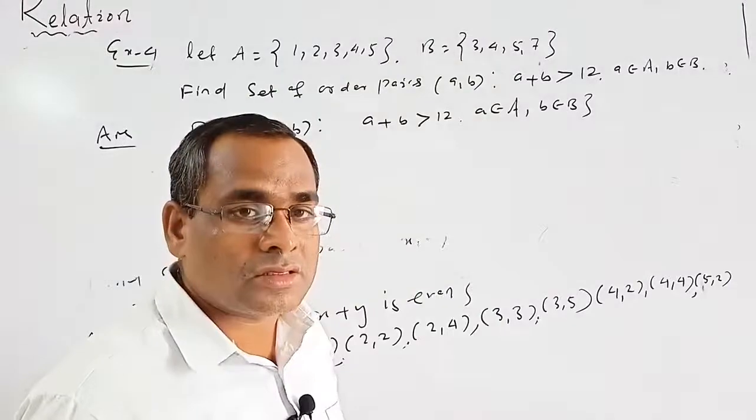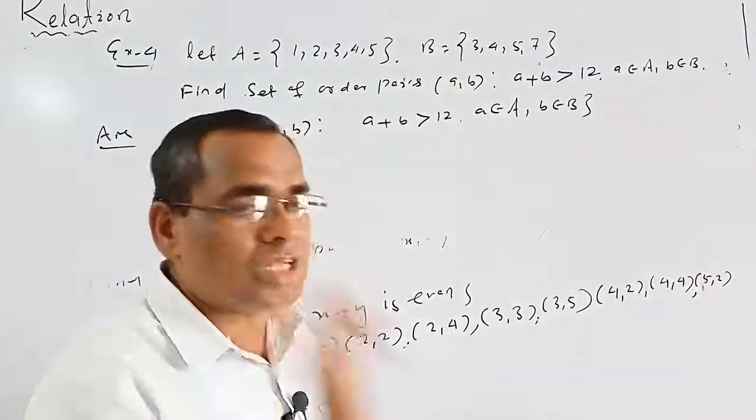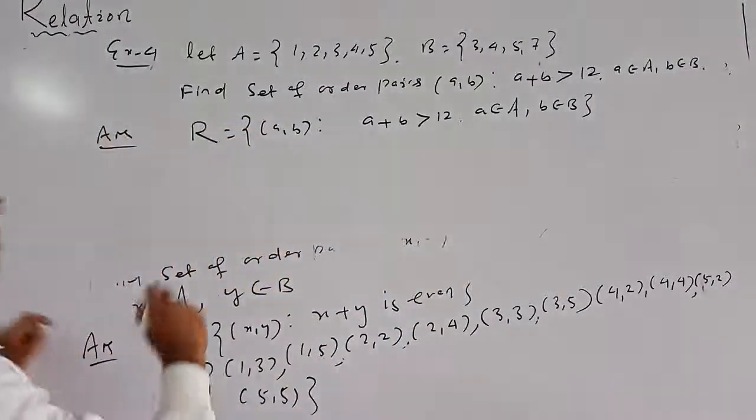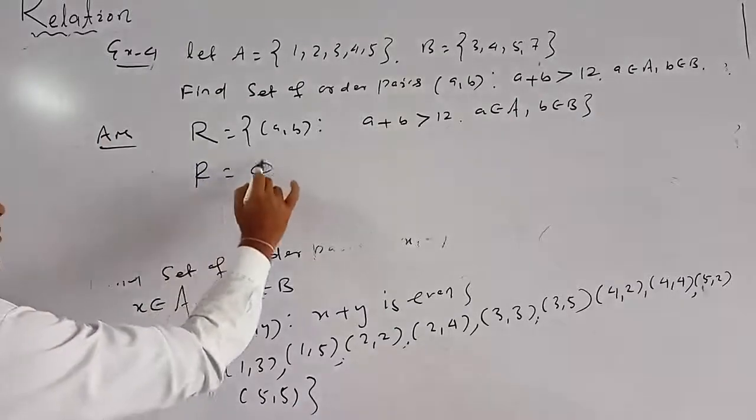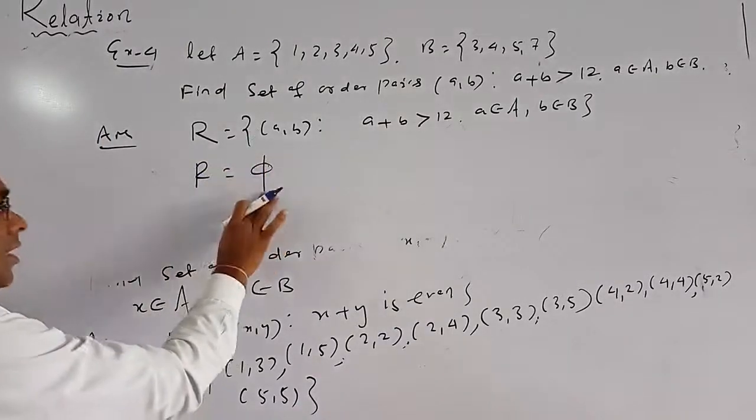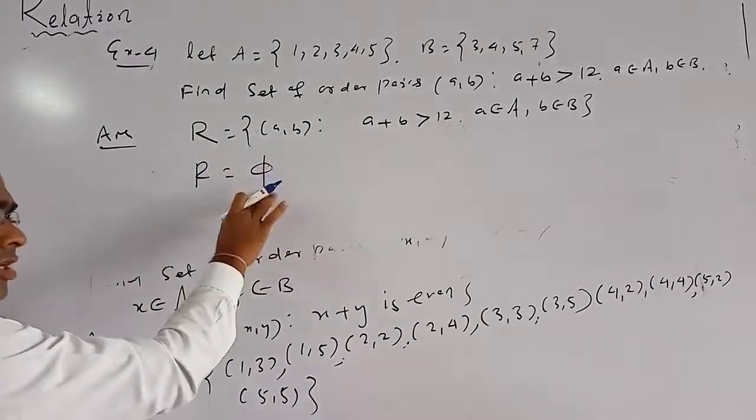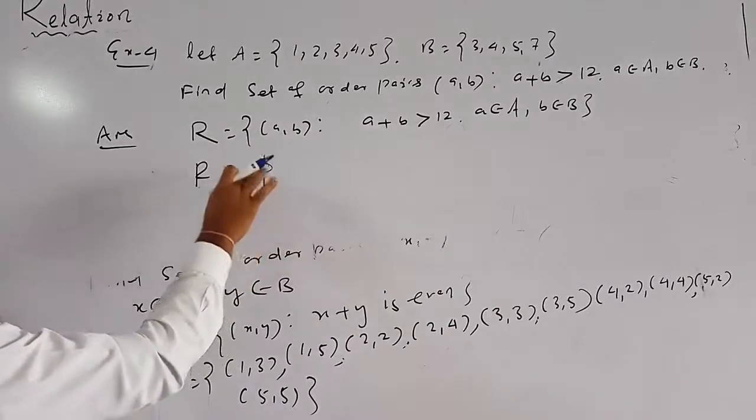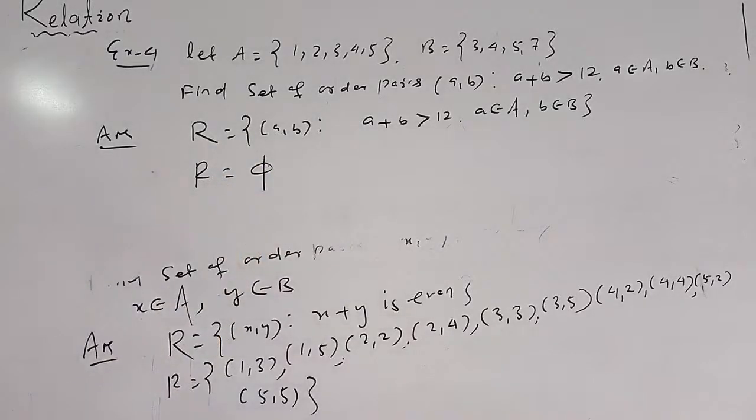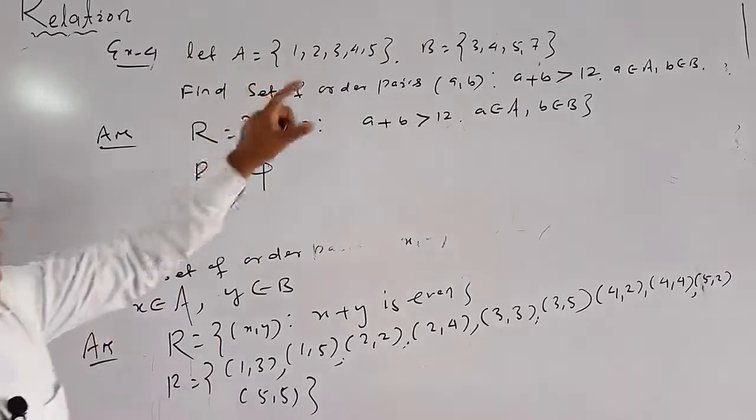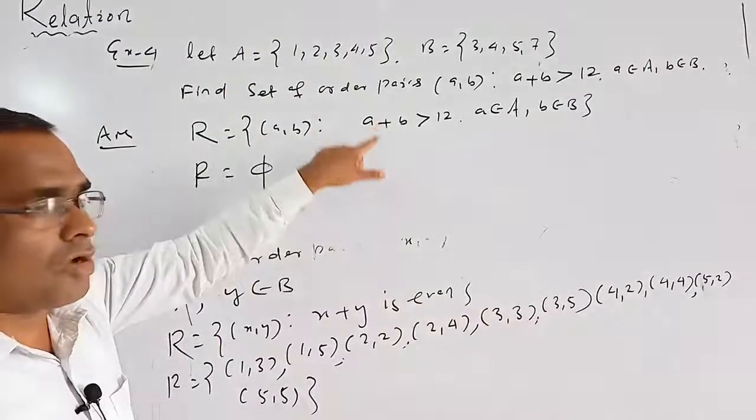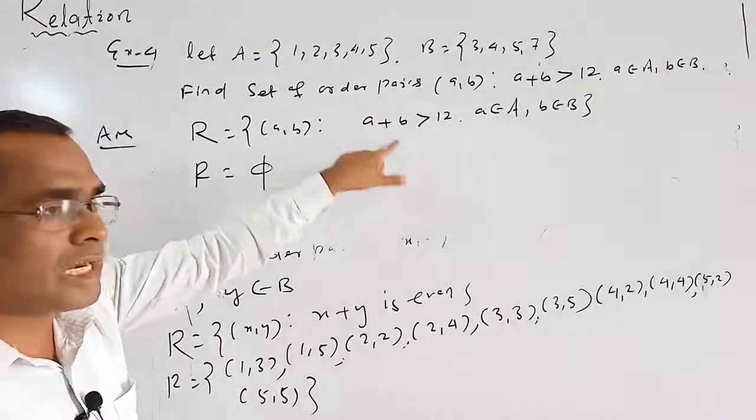So how many ordered pairs are there? No ordered pairs means that the set must be the null set. So this is a null set. Here R is the null set, and that set contains the ordered pairs such that the sum of two elements is greater than 12.